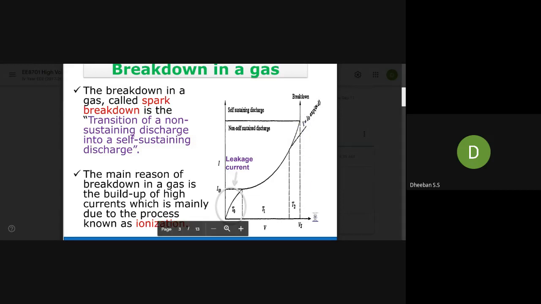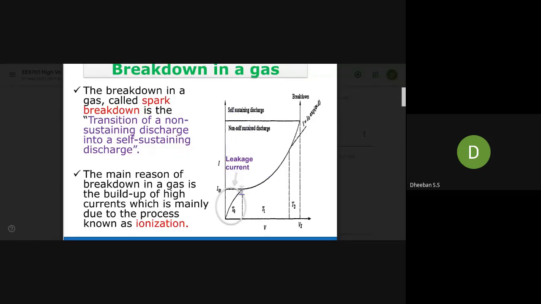In general, this Vs varies for each type of gas. If we take a container with only nitrogen, its breakdown voltage will be different. Similarly, if you take only oxygen, the breakdown voltage will be different. So each gas has a different value of breakdown voltage. But the condition is very simple: your voltage has to be above the breakdown voltage. Then only the conduction will happen. Till then, there will be non-self-sustained discharge.